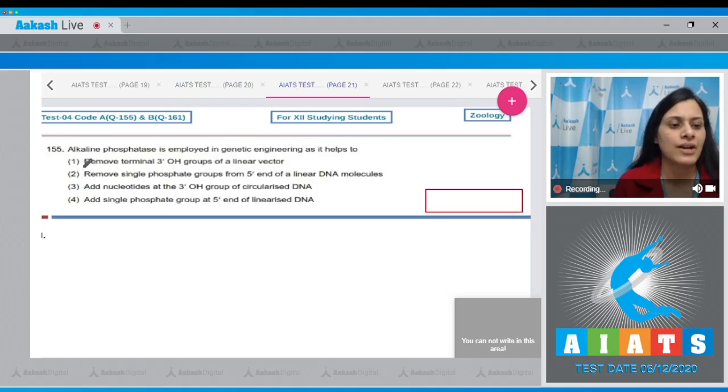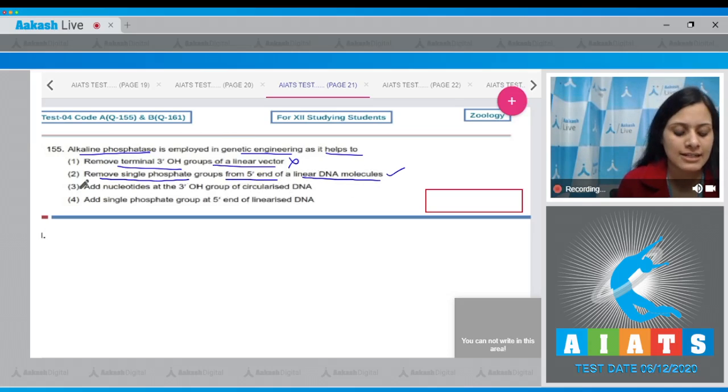Question number 155. Alkaline phosphatase is employed in genetic engineering as it helps to. The very first option given is remove terminal 3' OH groups of a linear vector, and this is an incorrect statement because alkaline phosphatase is employed in genetic engineering as it helps to remove single phosphate groups from the 5' end of linear DNA molecules. So the second option is the correct answer to our question with respect to alkaline phosphatase. And why does it do so? It does so to prevent recircularization. This is the correct answer to our question.